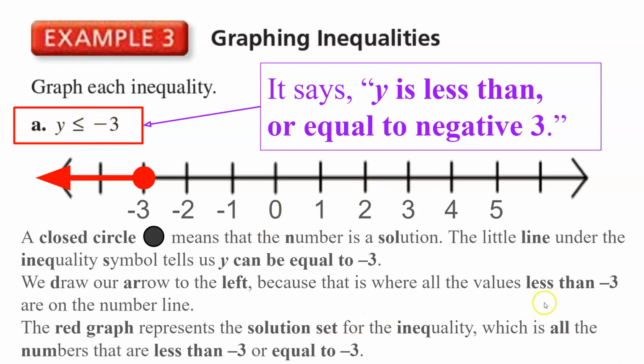The little line under the inequality symbol tells us that y can be equal to -3 because it's a solution, so we fill that circle in. We draw our arrow going to the left because that is where the values are less than -3. And this red graph here represents the solution set for the inequality, which is all the numbers that are less than -3 or equal to -3.